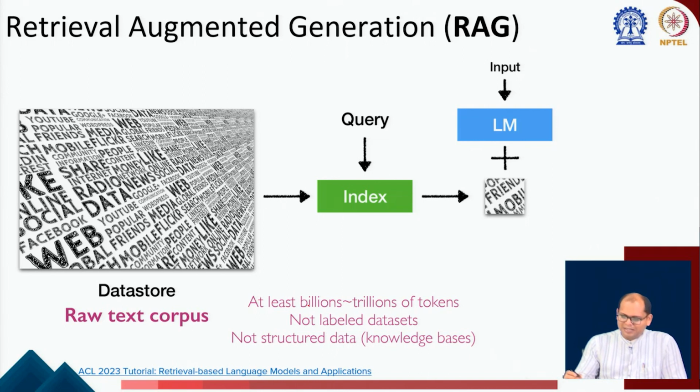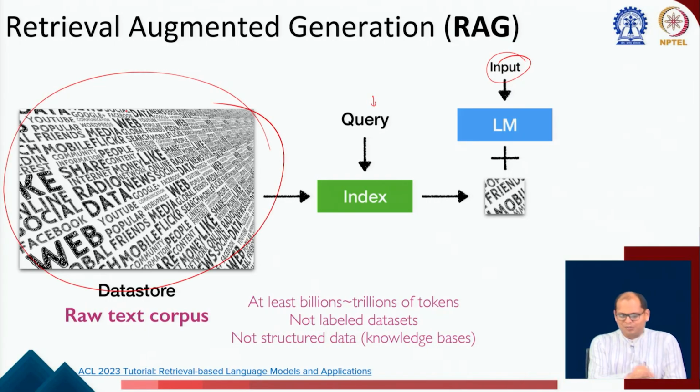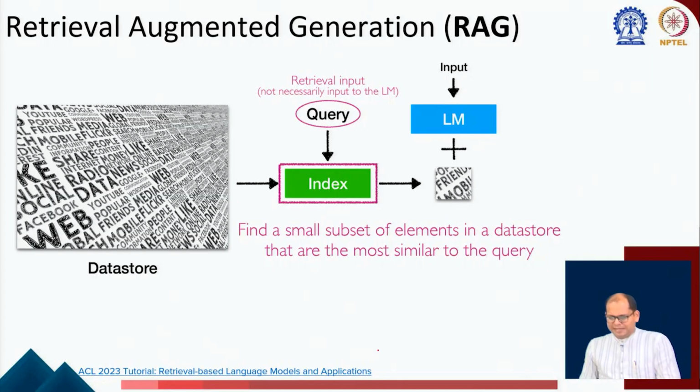We have an input to a language model, a particular task that the language model wants to do. Along with that, we want to give it some extra information, and for that we can send a query to a large data store, which can be trillions of tokens. This will be simple text documents. They may not be labeled at all, just pages or passages put together, not structured datasets or knowledge bases. They can be normal documents. So I can query and get some relevant information and use that to aid the language model.